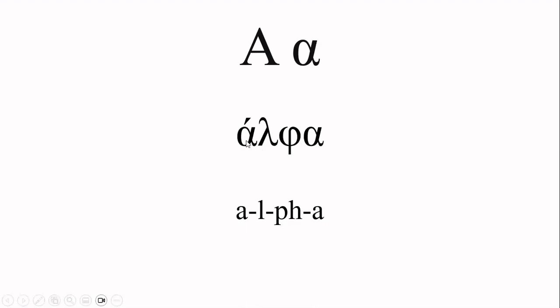Alpha. Notice we have this mark here. This is actually a stress mark. We add stress to this syllable. Whichever syllable has the mark above it is the syllable with stress. So we say alpha. We put the stress in the first syllable. Alpha.